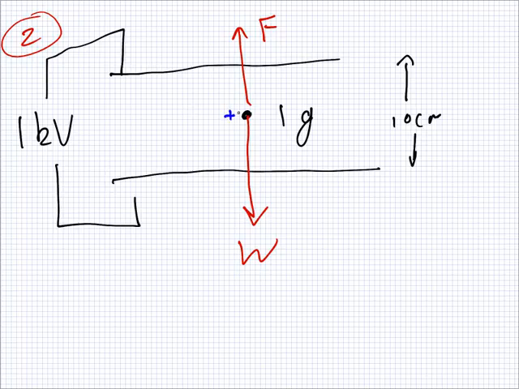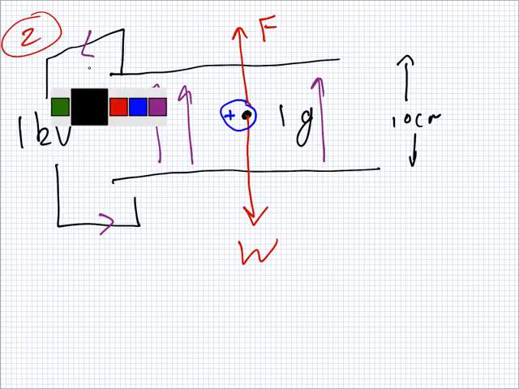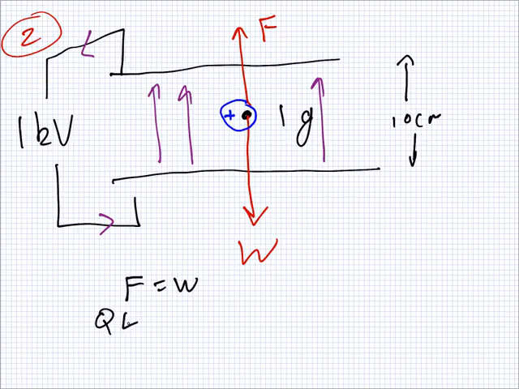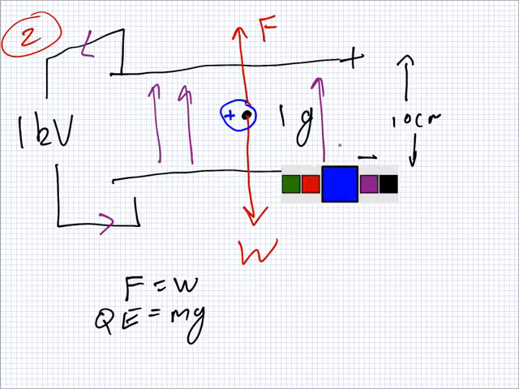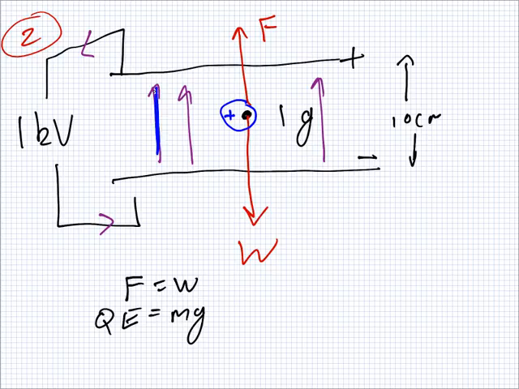Okay, so let's say it doesn't matter if it's positive or negative. Let's just say it's positive. So the electric field is going up. So we want F equals W, QE equals mg. The positive is above the negative. Oh, actually this is positive and this is negative, so I have it drawn the wrong way. It's going like this, which means it's a negative charge here.